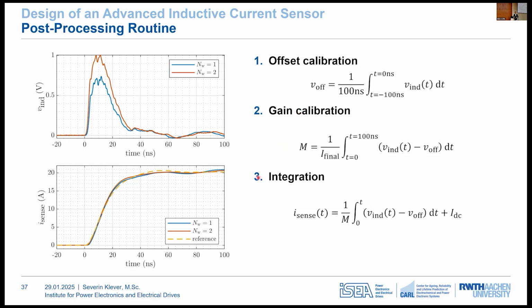And then finally, we can do the integration of the output signal by using the previously calculated values for offset and gain. And comparing the post-processed signals with the reference measurement, we can see an excellent match. So these steps ensure an accurate measurement. Upon closer inspection, you can see that the rise time of the test signal is around 20 nanoseconds, which is fast, though not quite matching the switching speed of wide-bandgap devices.